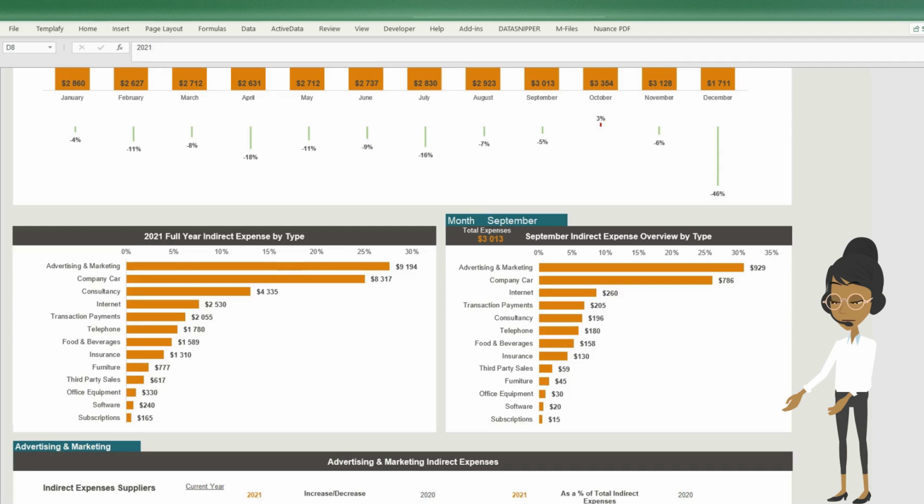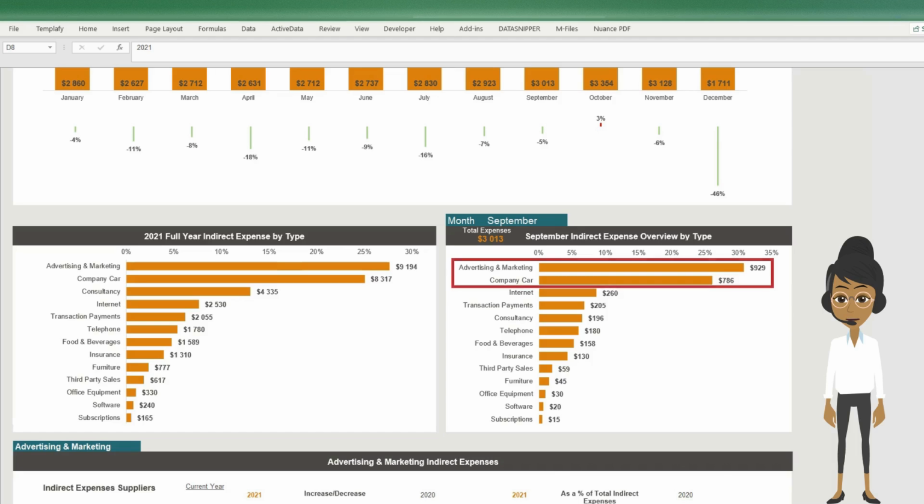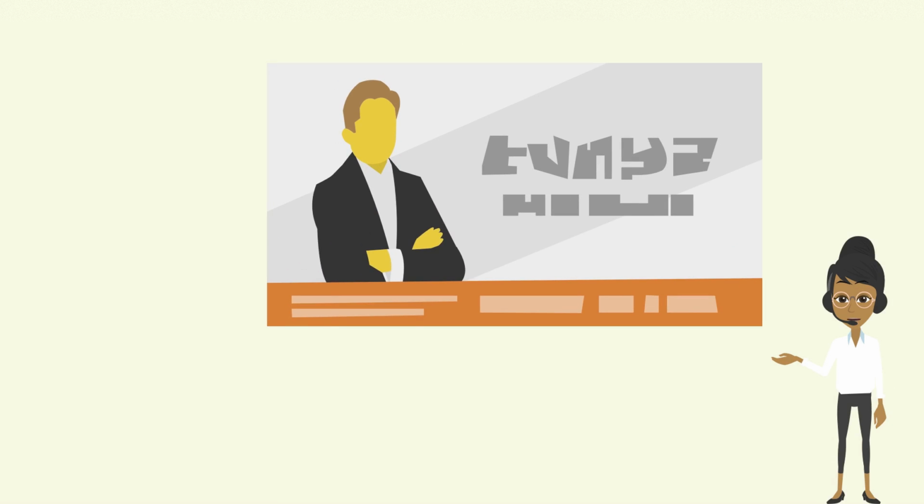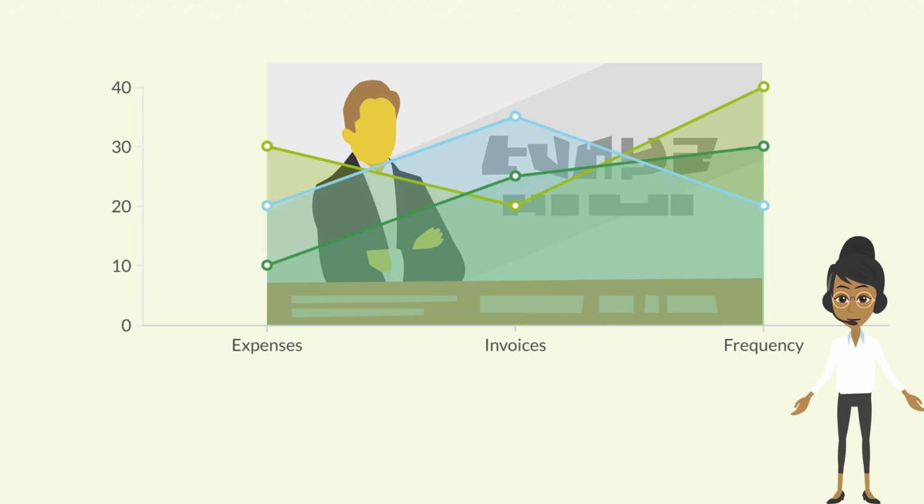In the PubHub's case, it's clear that they are spending heavily on advertising, marketing, as well as company cars. These two indirect expense groups make up plus minus 50% of the total indirect cost. In the PubHub's case, we want to see a detailed analysis of the advertising, marketing, as well as the company car segment. This is possible by selecting those segments in the following chart.